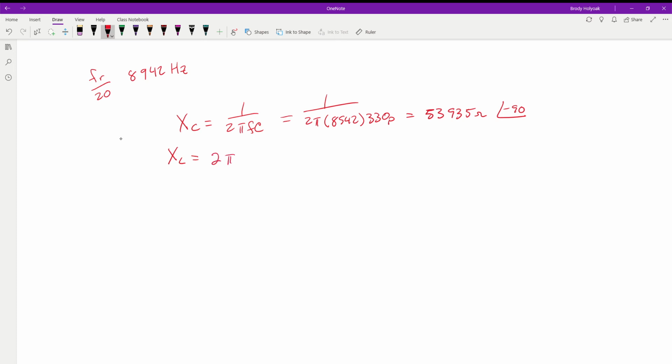We want to find the impedance of our inductor. So that is 2 pi times the frequency times the inductance. So 2 pi times 8942 times 2.4 milli, and we run that through our calculator. That's going to give us a value of 134.842 ohms at an angle of 90 degrees.